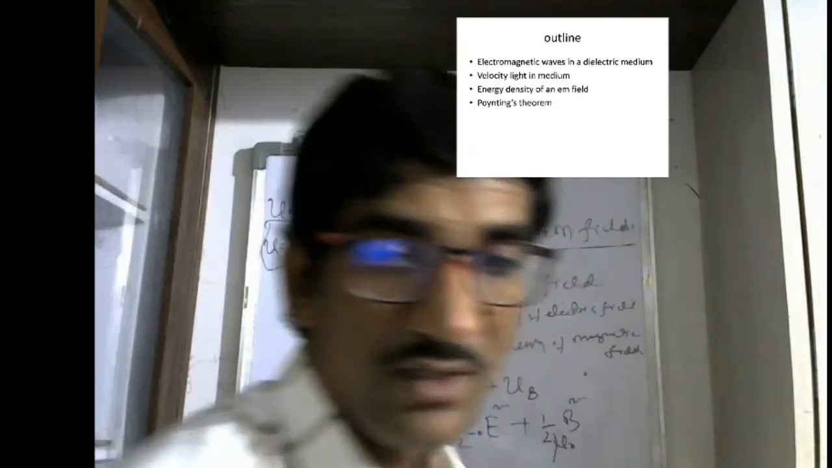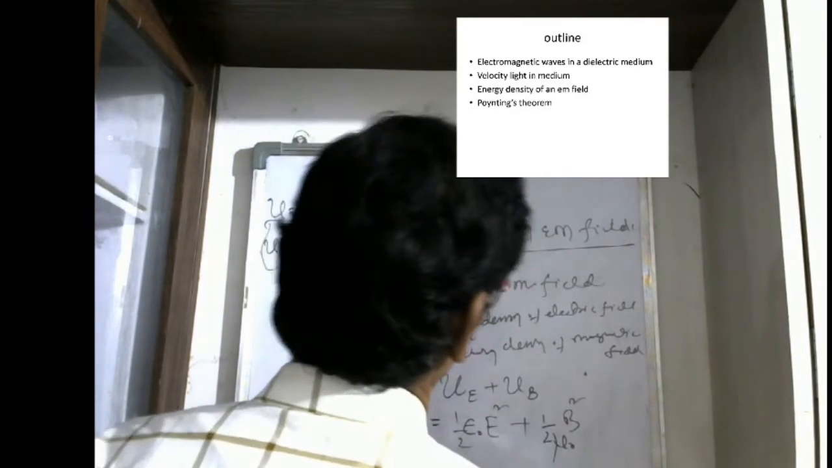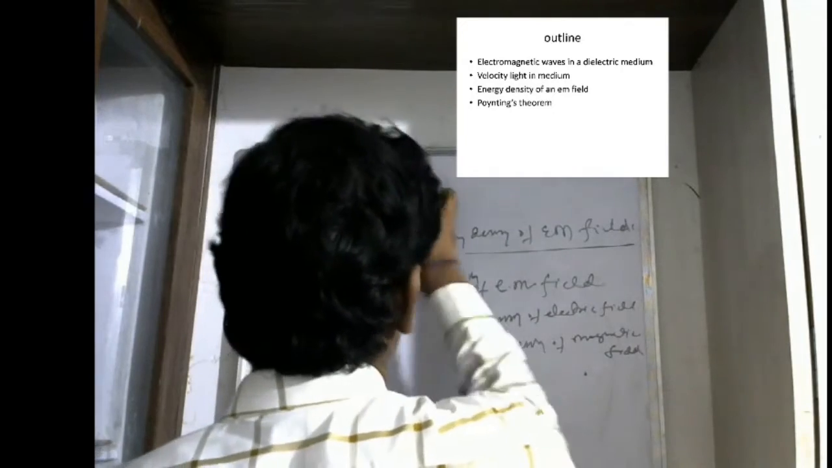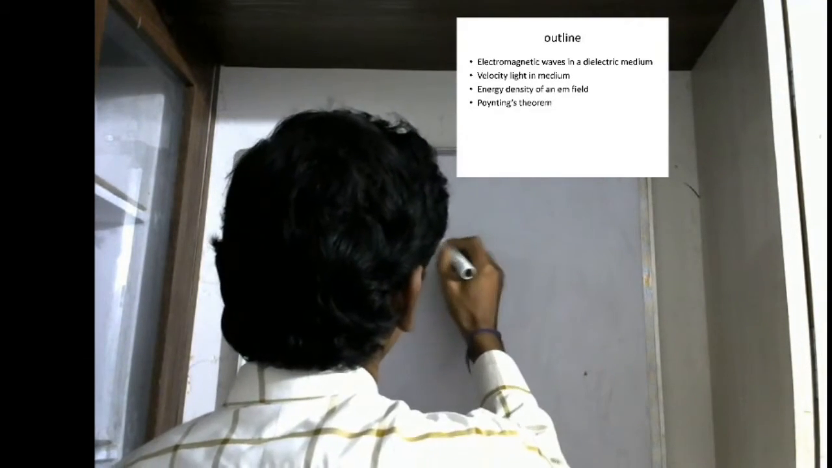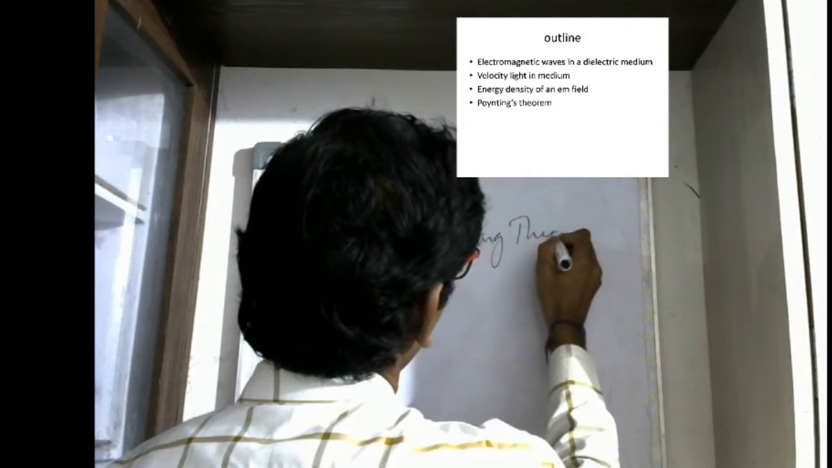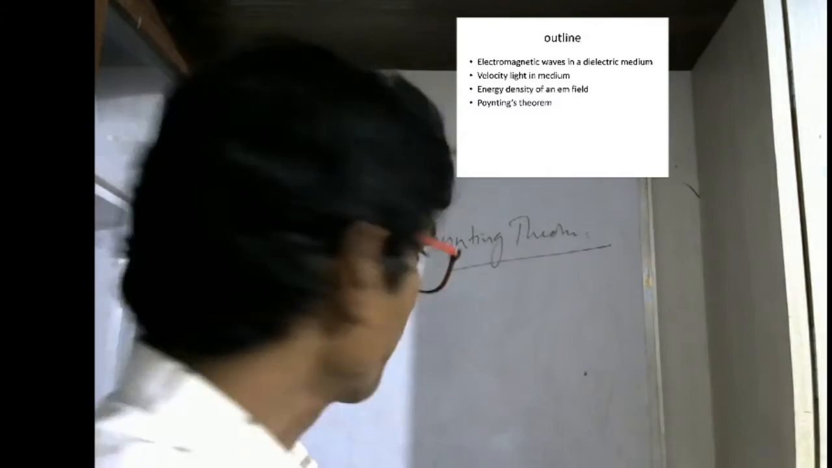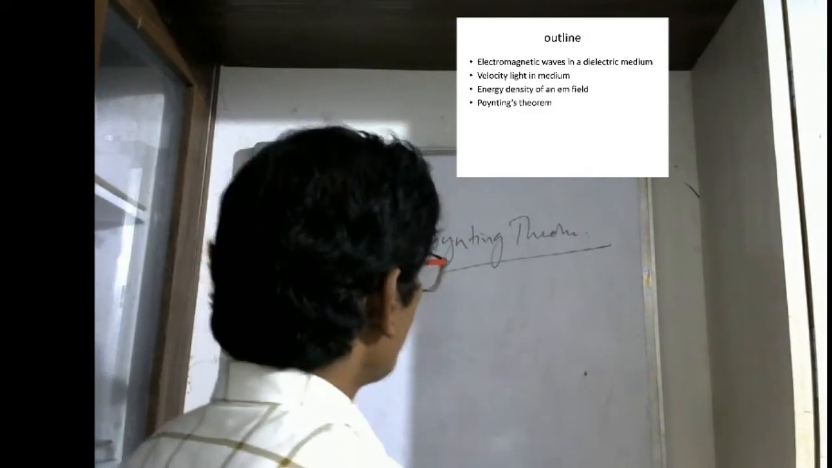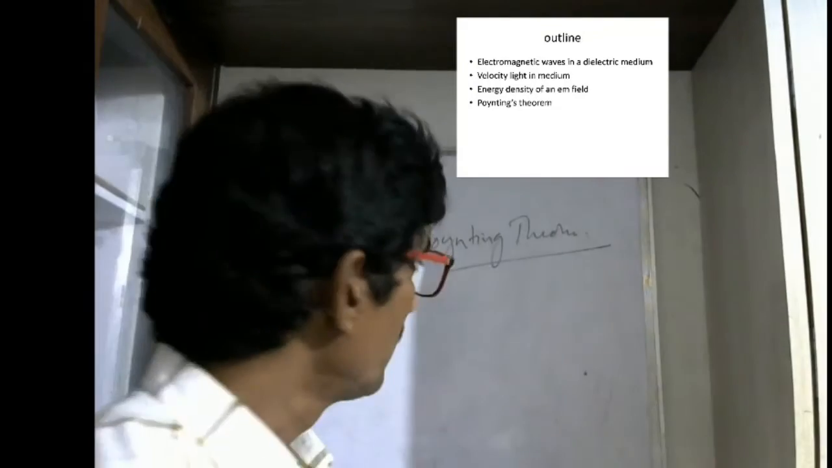Why are we writing this equation? Because this will help us to study Poynting's theorem. Next we will go for Poynting's theorem of electrodynamics, the final topic of this unit. This was derived for the first time by Poynting, that's why we call this Poynting's theorem. In the early part of the 19th century, he derived for the first time a theorem known as Poynting theorem.